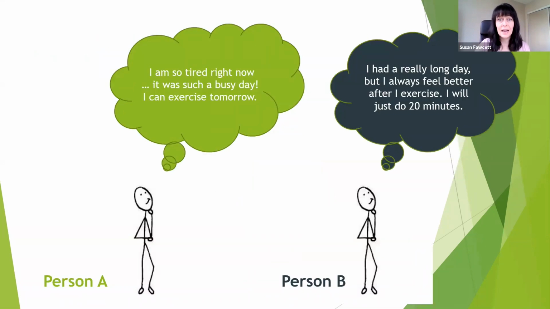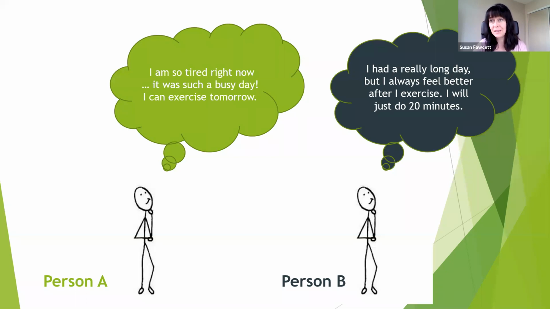So here's another example that hopefully a lot of us can relate to. Again, our thoughts influence our feelings and our behavior. So if we take person A, who's thinking to themselves, oh, I'm so tired right now. It was such a busy day. I can just exercise tomorrow. And then person B thinks to themselves, I had a really long day, but I always feel better after I exercise. I'll just do 20 minutes. So obviously, which person is going to be more likely to go do the exercise? It's going to be person B, right?